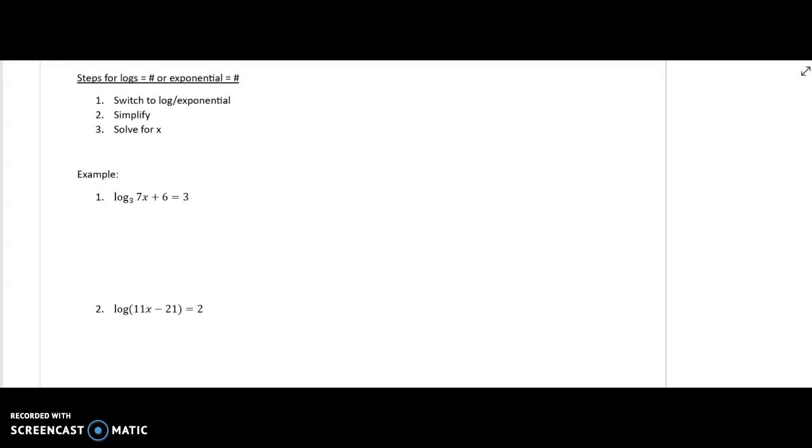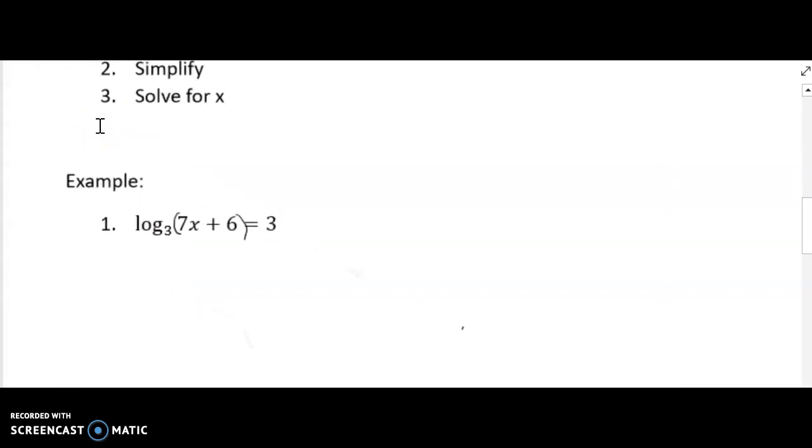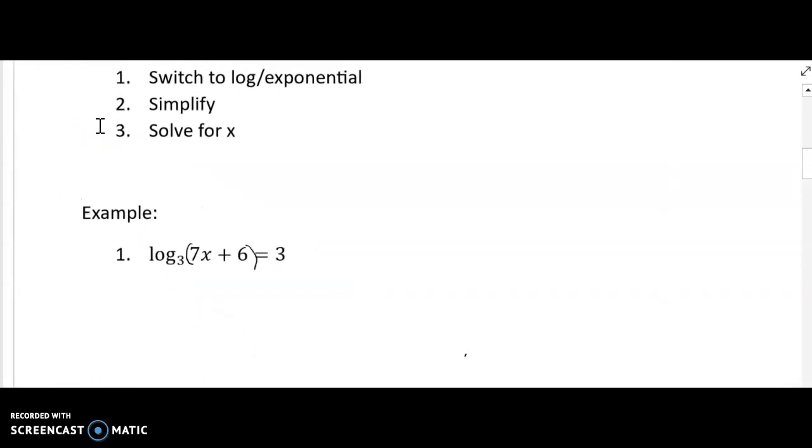Looking at our first example here, we have log base 3 of 7x plus 6. What I'm noticing right now is that these should have parentheses on them. Okay, real quick. Parentheses. All right. So what we should do first is switch to log or exponential.